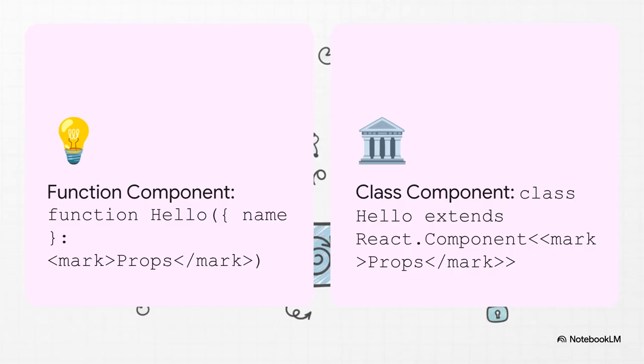And hey, it doesn't matter if you're using modern function components or if you're working with older class components. The principle is exactly the same. You define that props interface, you apply it, and you get all that awesome type safety. The syntax is a little different, sure, but the benefit is identical.